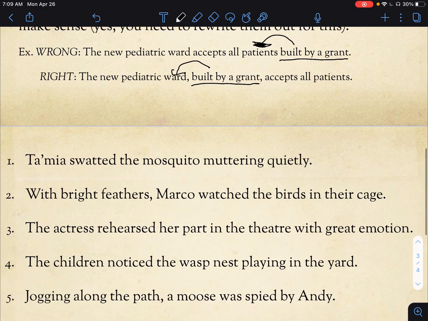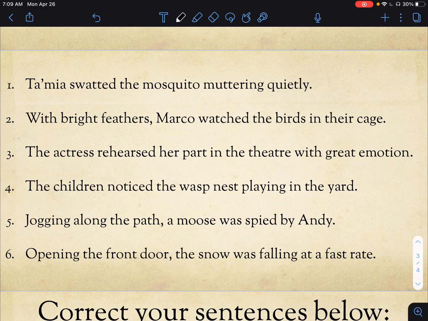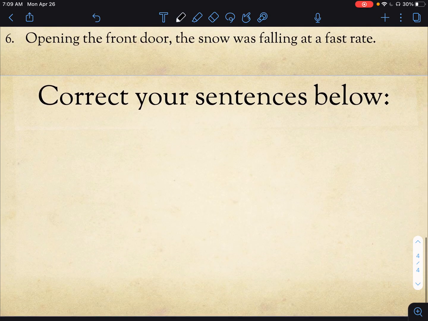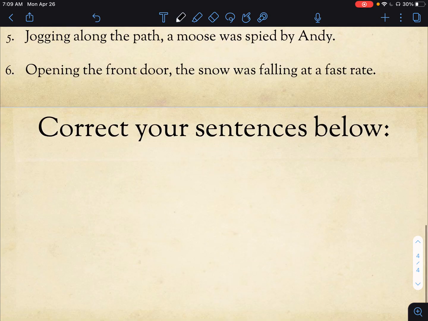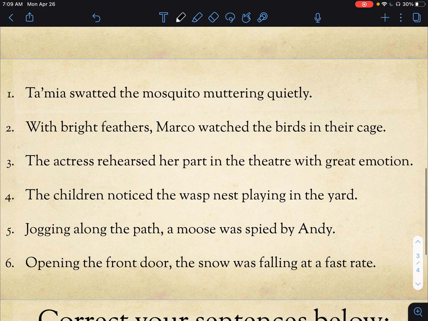Okay? So you have 6 sentences here. Here's a chance to correct them all below. All right, go ahead and finish that up and then submit it for a check.